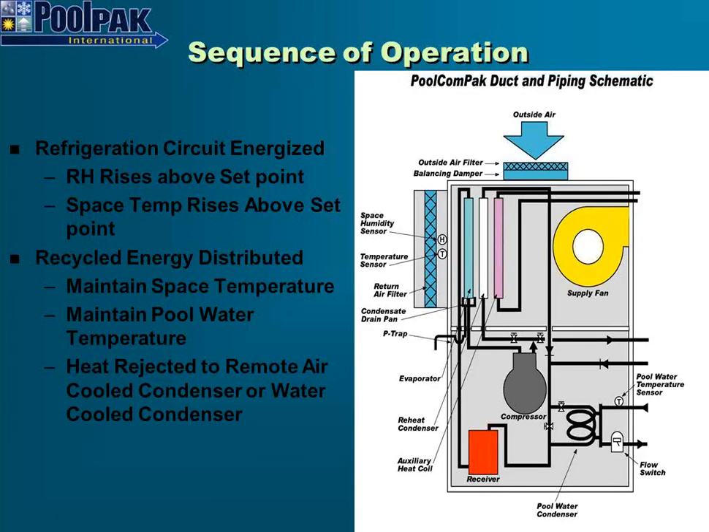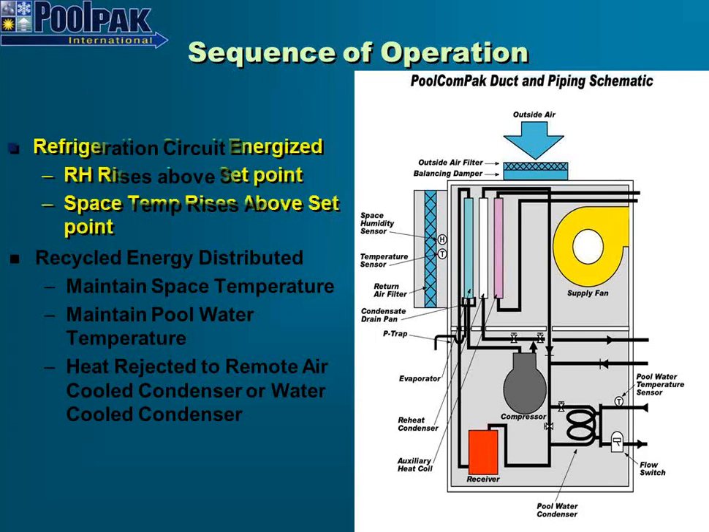Sequence of operation is pretty simple once you understand it. The refrigeration circuit is energized when the RH goes above the set point or the space temperature goes above the set point. We activate the compressor and run it through the condenser reheat coil. Airstream comes back, and here's where the dehumidification occurs in the evaporator coil.